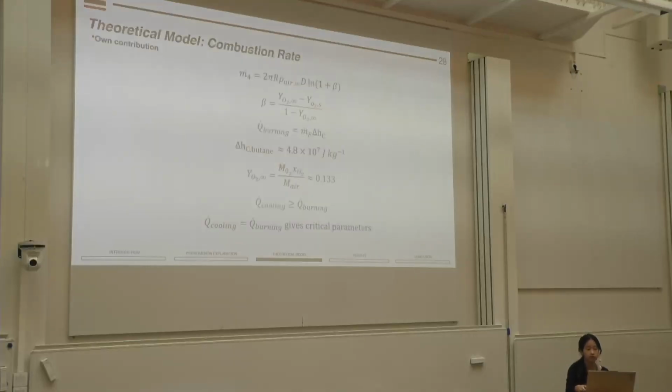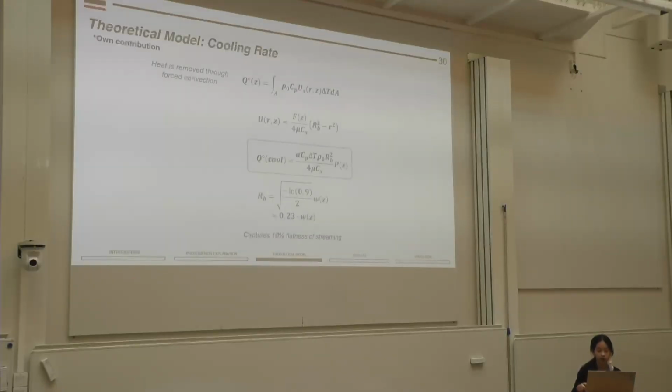Now, as you can see here, this is the mass transfer rate equation, which is quite well known. However, we utilize this equation to find the rate of burning of the fire, the rate of combustion between the fuel and the oxygen. Later, as we know, forced convective cooling also occurs because heat is removed through forced convection. Therefore, we can take this equation and derive the rate of cooling.